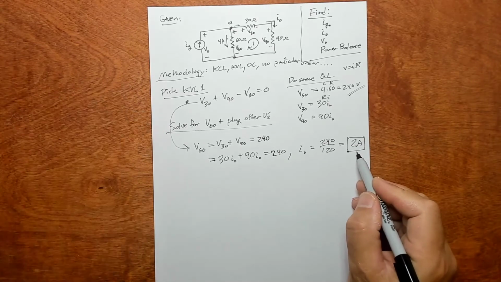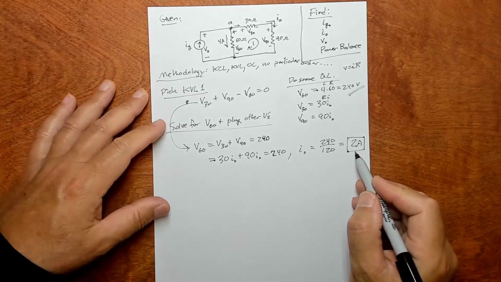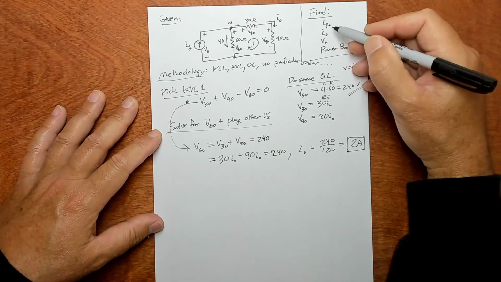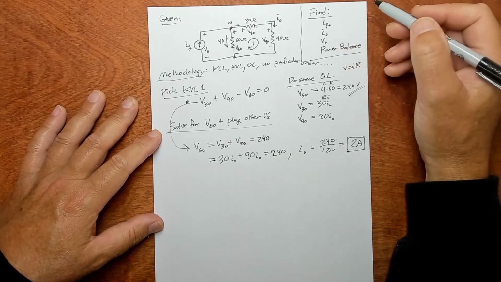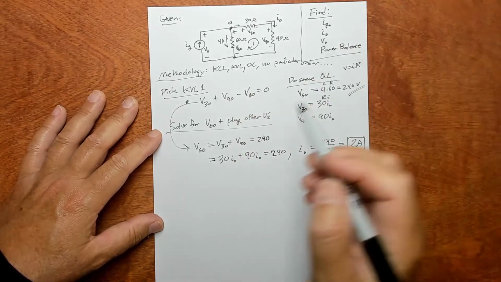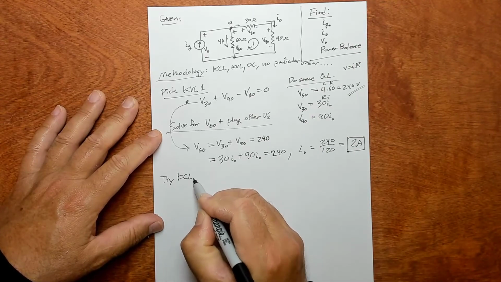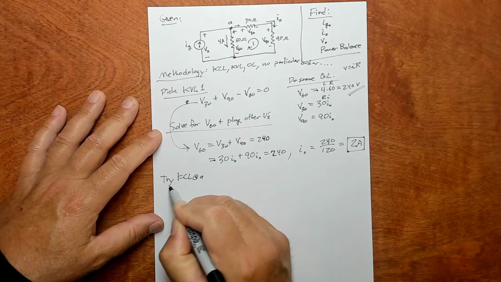So that was I0. We're asked to find V0 and IG, but we have KVL and KCL to play with. Let's try KCL at A and see what happens.